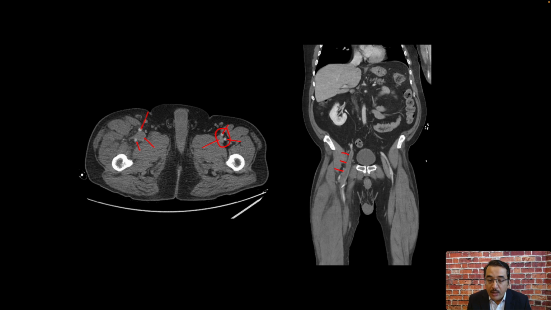The vein is expanded with a thrombus, and there is some surrounding fat stranding and swelling of the right proximal thigh, findings consistent with deep venous thrombosis as seen on a CT.